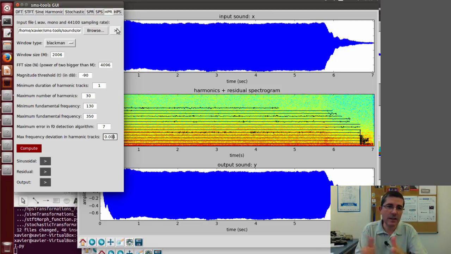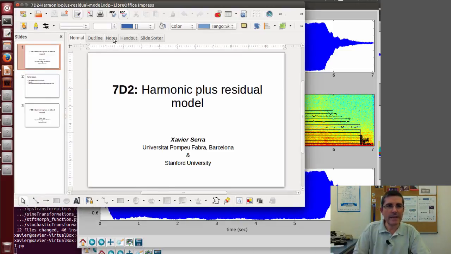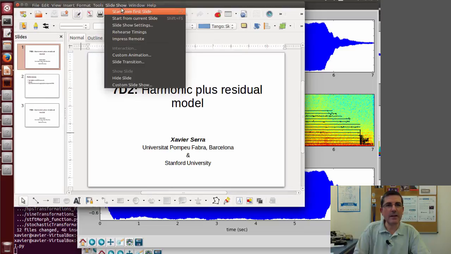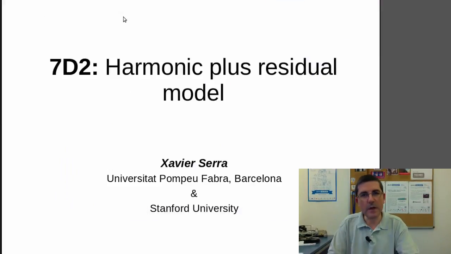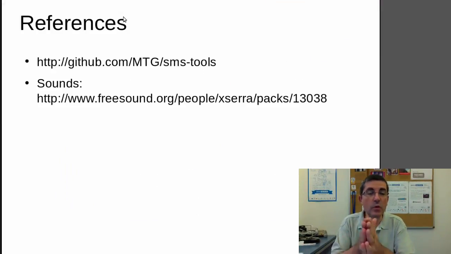Of course, if we take time varying sounds, that may be a little bit more tricky, and we will have to tune the parameters a little bit more. But with that, I think you get an idea of what the harmonic plus residual model and the tool within the SMS tools that implements this model can do. So I encourage you to play around, of course, choose other sounds, maybe more complex sounds and sounds that change in time.